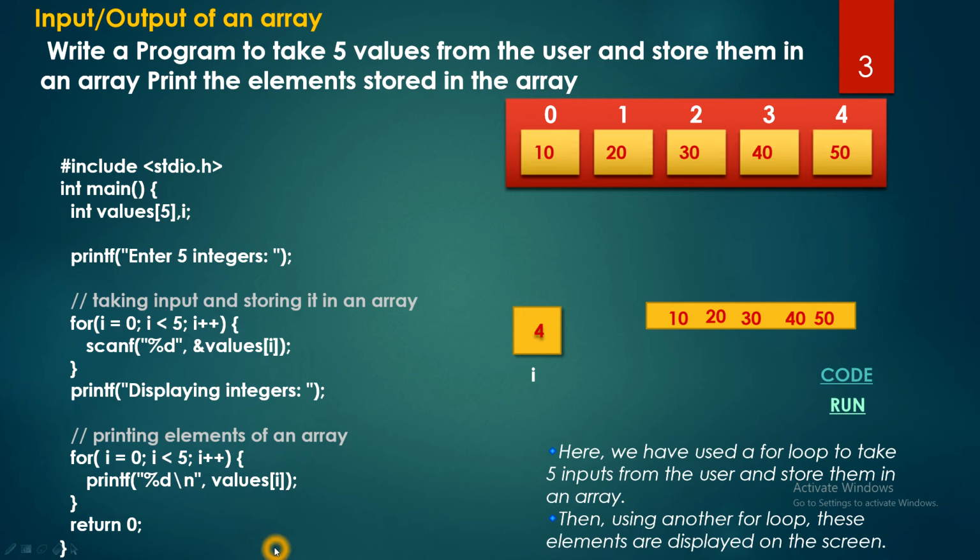So here we have used a for loop to take 5 integers, this for loop takes 5 inputs from the user and stores them in an array. Then using another for loop, the second for loop, these elements are displayed on the screen.